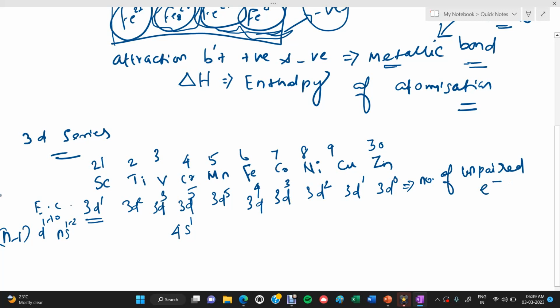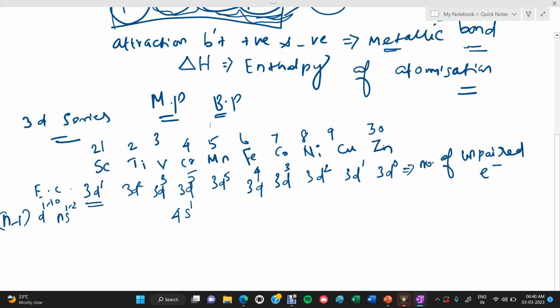Right. Okay. Now let us have a look into that. The enthalpy of atomization is directly related to melting point and boiling point. Right? Now, so many of you are confused.